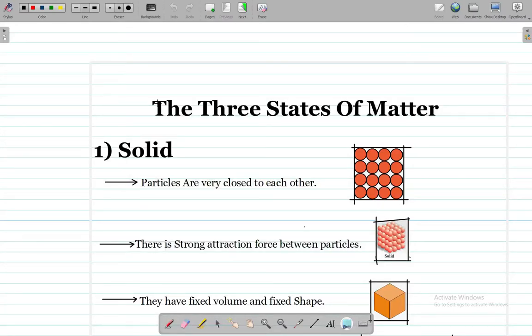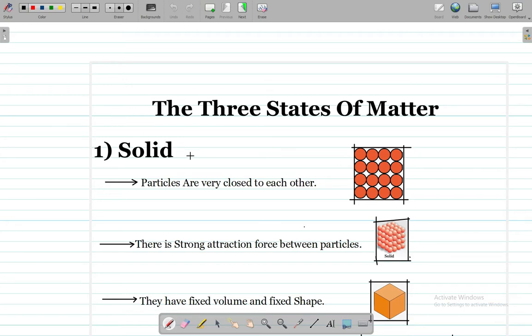Hi, so in this video we are going to discuss the three states of matter, which is the first chapter of chemistry. So the three states of matter are solids, liquids, and gases. So moving on to the solids first.